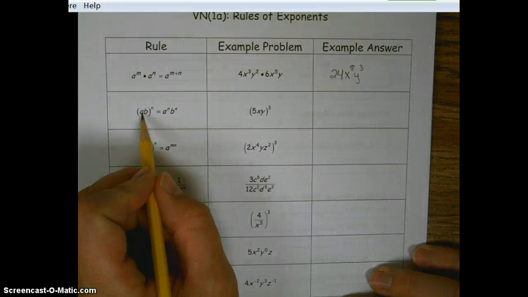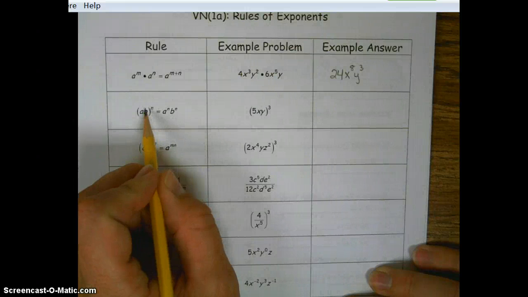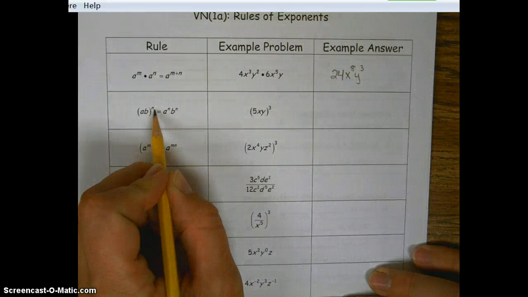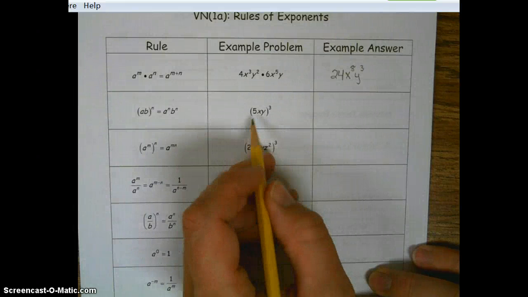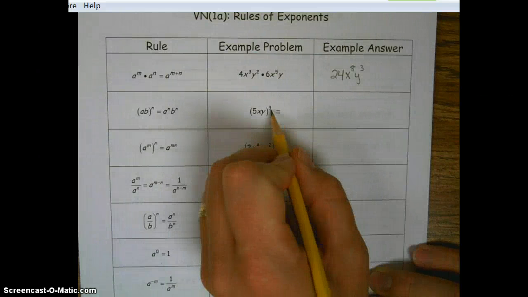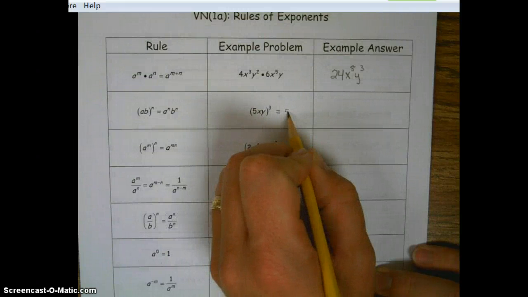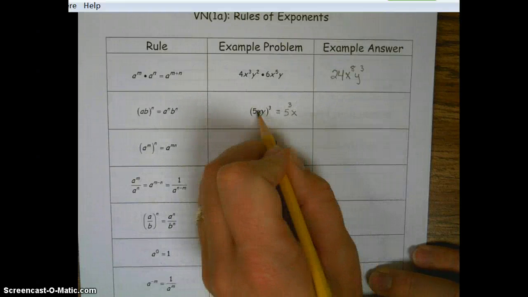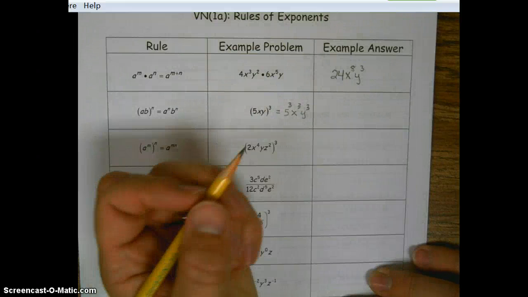When you have a base raised to a power, you distribute that power to both bases in the parentheses. Distribute the power to everything in the parentheses. So let's take a look at this example. I'm going to do a prerequisite step here before I give you the answer. I'm going to distribute the 3 to everything in the parentheses. So we're going to have 5 to the third, x to the third, y to the third.